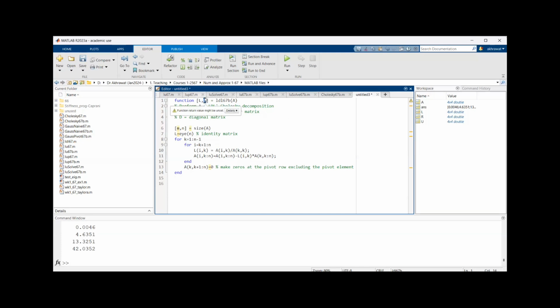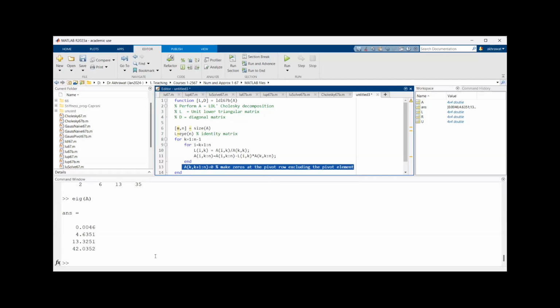I have to assign D. Now L is also okay, because in the process you fill in L, and D is actually A. This is my code. This is the extension to LU decomposition, because we take advantage of symmetric matrix A.